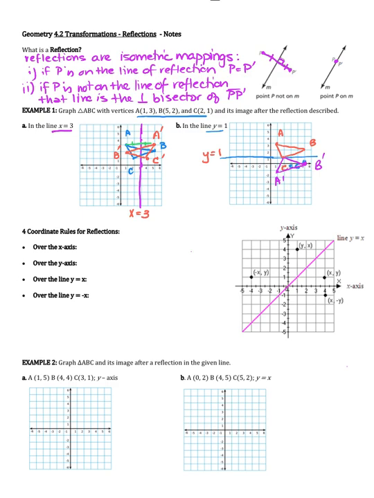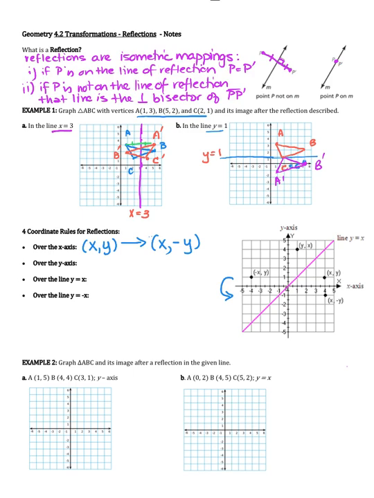Now, hopefully you noticed when you did the investigation that through doing several of these, you should notice the same kind of pattern. We wrote those rules when I went over the key to the exploration. So when you're reflecting over the x-axis, you start with a pre-image that has an x, y coordinate. When you go over the x-axis, your x value stays the same, but your y value is going to become the opposite of whatever it started with.